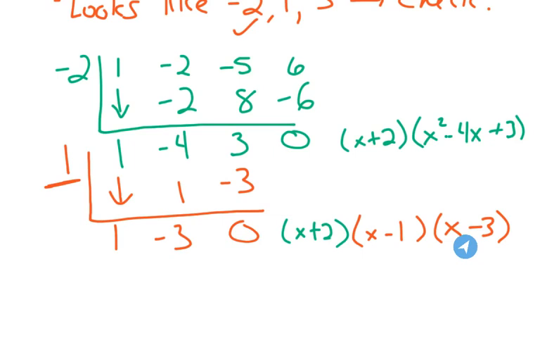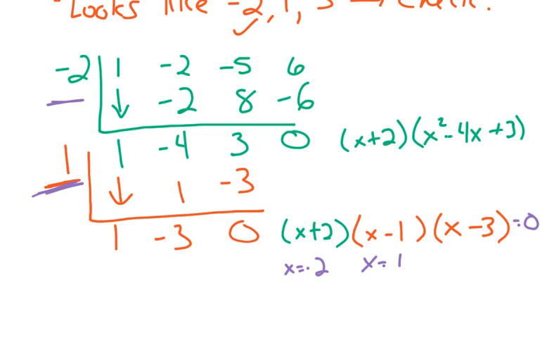Okay, so we're left with x plus 2, and then we get x minus 1, and then the dividing tells us that x minus 3 is the last one. So if we were to set this equal to 0, we know that x is equal to negative 2. We did that one up here. We know that x is equal to 1. We did that right here. And now this one, x minus 3, that's another one-step equation.